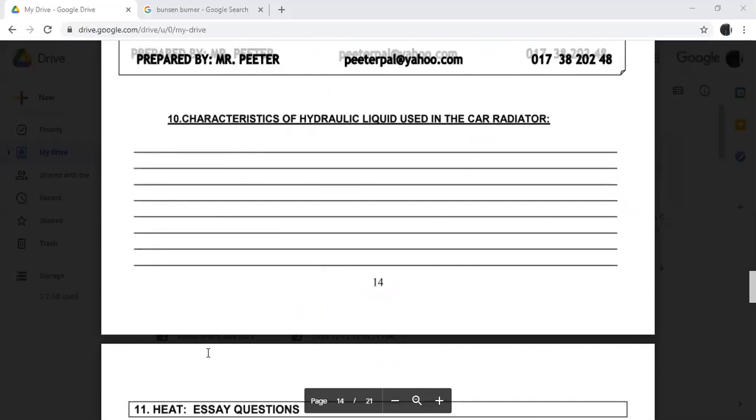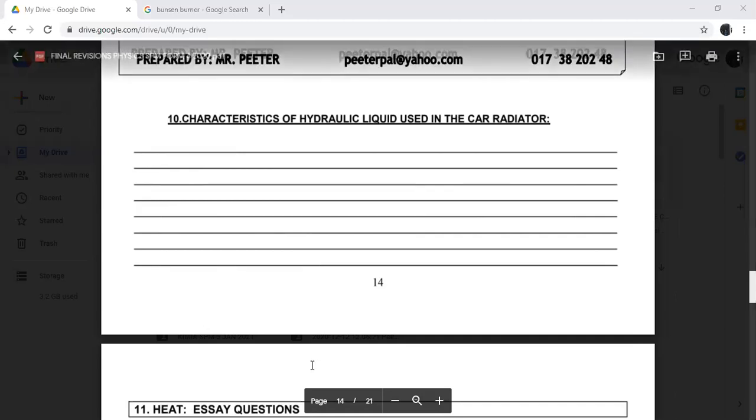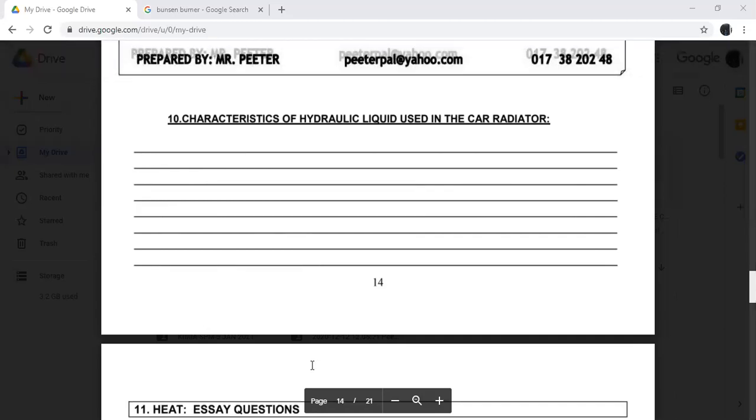Okay, you just did this question recently. Characteristics of hydraulic liquid used in car radiators. Yes, Mr. Yi Cheng, one of the characteristics is that it should have a high boiling point. Okay, first is high boiling point. Next should be what? Let's have an interactive class now. Next, high specific heat capacity. Next, chemically inert.